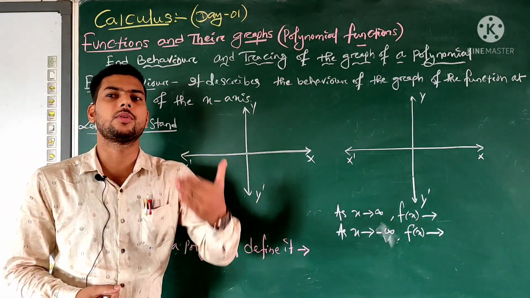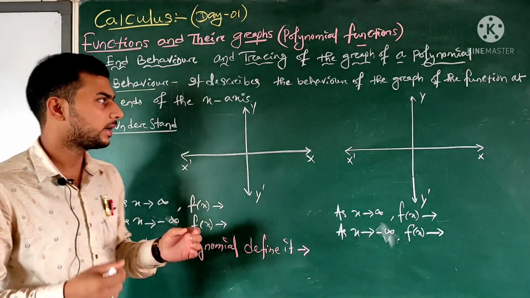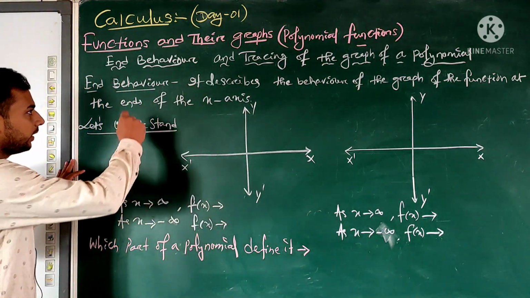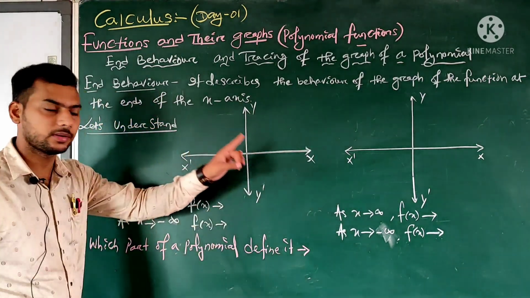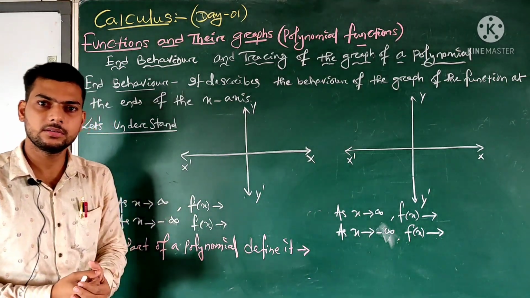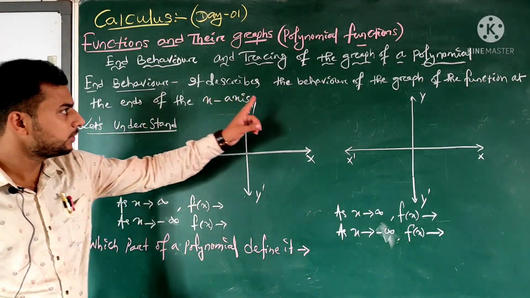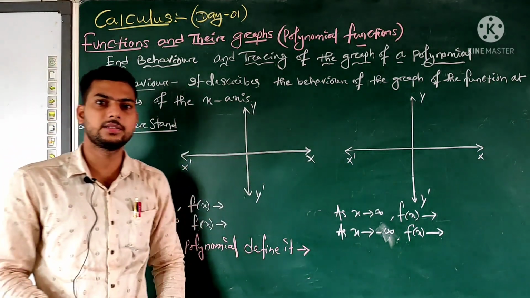Whenever a polynomial expression is given, let us try to understand this end behavior. It describes the behavior of the graph of the function at the ends of the x-axis. What does it mean? It describes the behavior of the graph of the function at the ends of the x-axis.